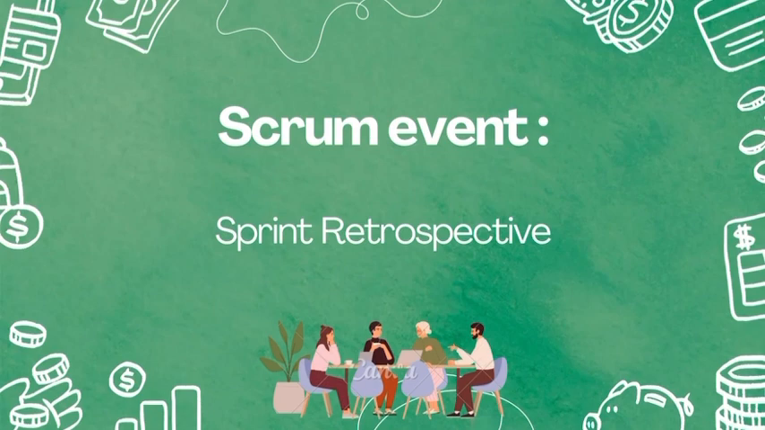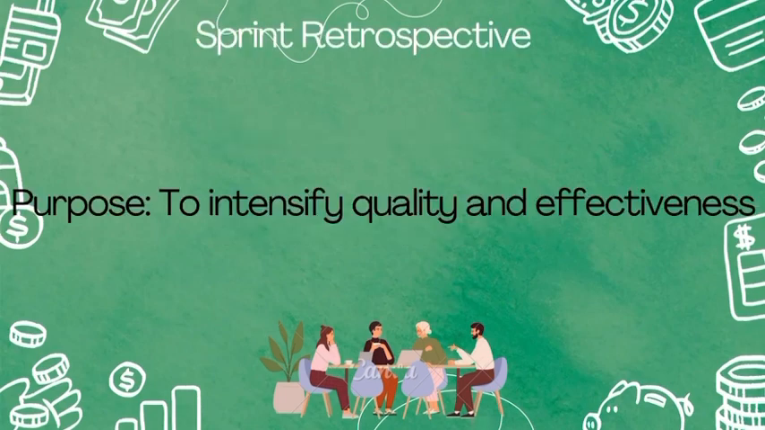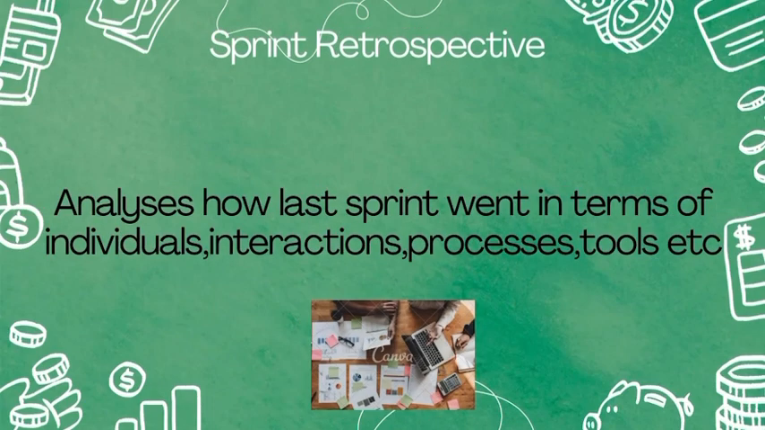Let's discuss sprint retrospective today. So we have been discussing different scrum events. Let's focus our next 1 or 2 minutes on understanding what a sprint retrospective is. Moving on to the next slide. So basically it's a scrum event where we check the quality and effectiveness of the entire sprint. So we are trying to intensify that. That is the sole purpose of having a sprint retrospective.